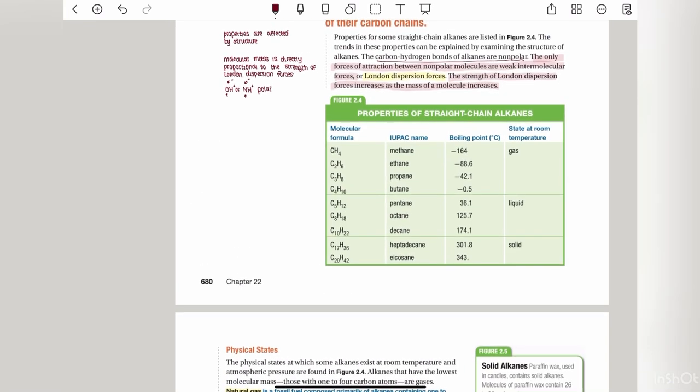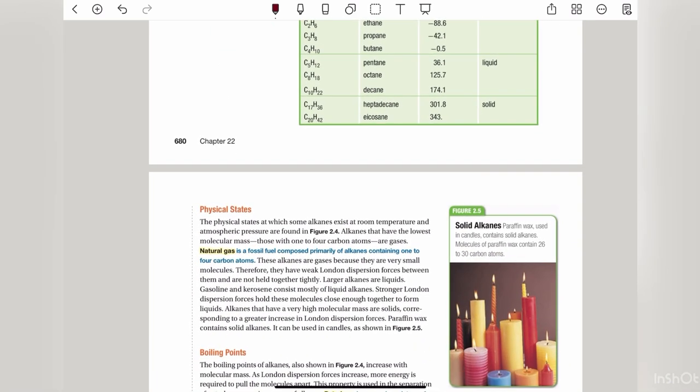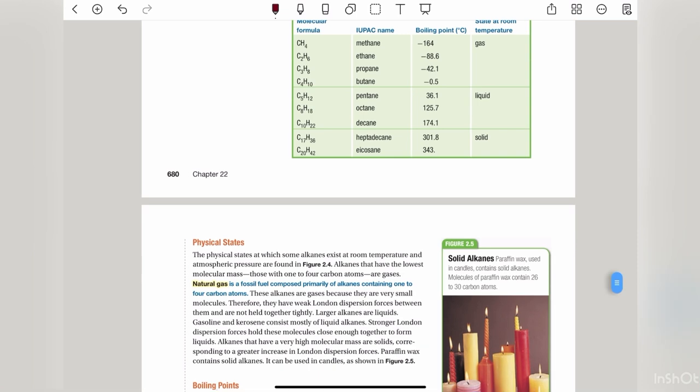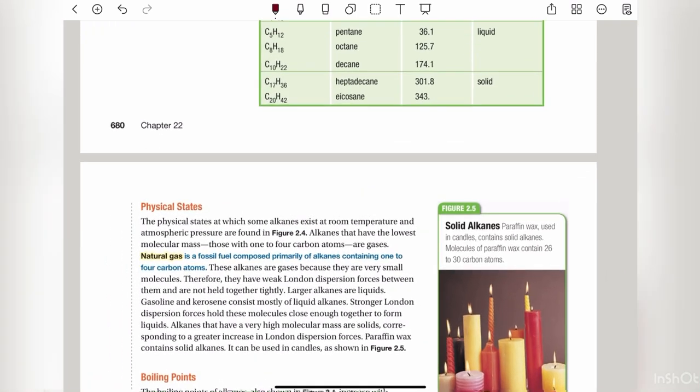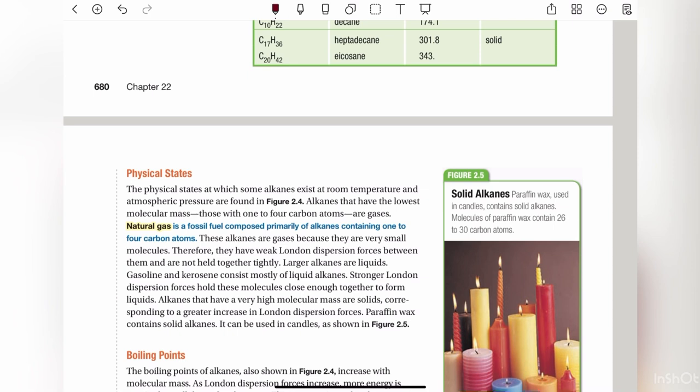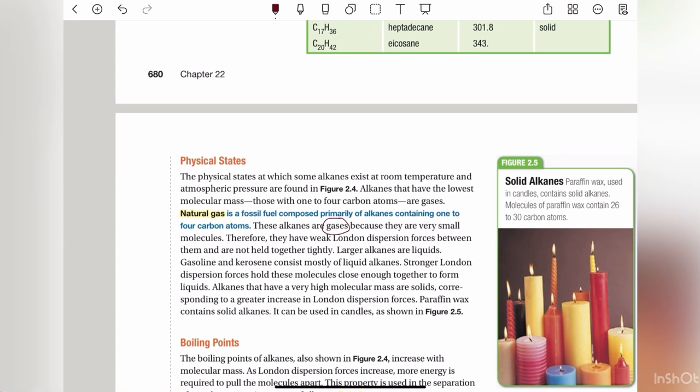We're going to come back to figure 2.4 in a second. So physical states. The physical states at which some alkanes exist at room temperature and atmospheric pressure are found in figure 2.4. Alkanes that have the lowest molecular mass, those with 1 to 4 carbon atoms, are gases. Natural gas is a fossil fuel composed primarily of alkanes containing 1 to 4 carbon atoms. These alkanes are gases because they are very small molecules. Therefore, they have weak London dispersion forces between them and are not held together tightly.